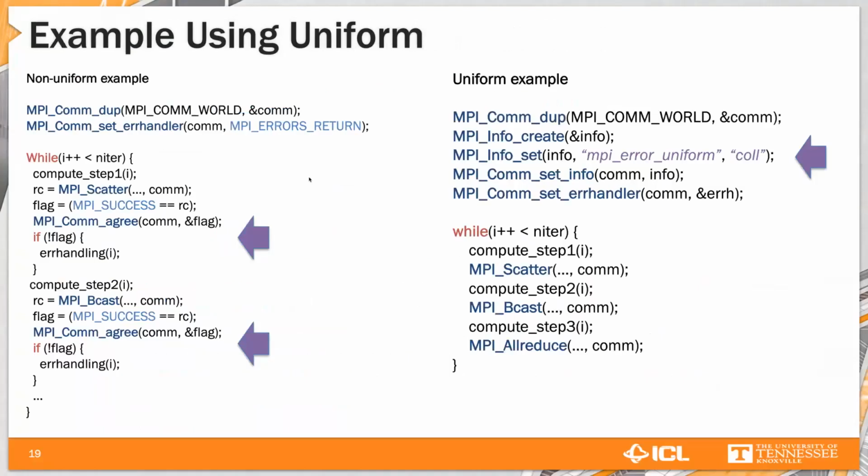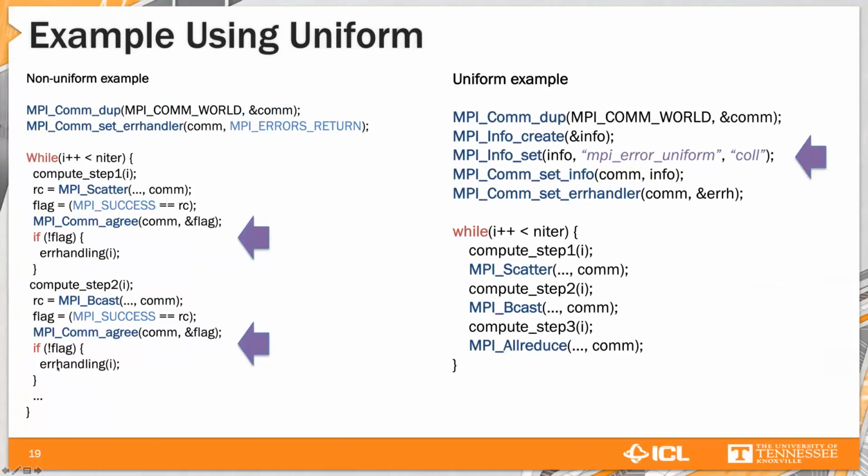Okay, so a little example again to understand what we are talking about. On the left, we have the non-uniform example. So basically, you are operating on a communicator. You set the error handler MPI errors return because that's the only thing you can do if you want to do uniformity yourself.